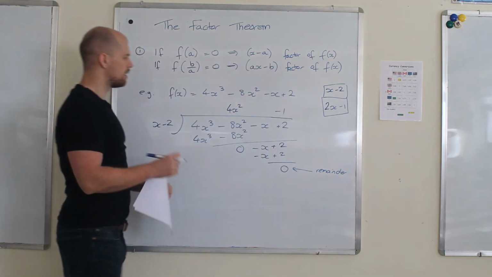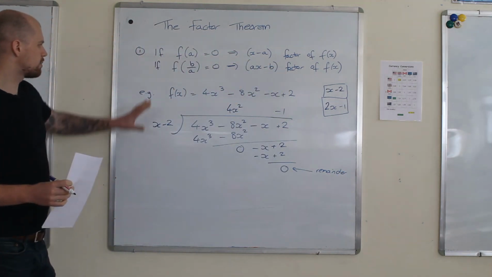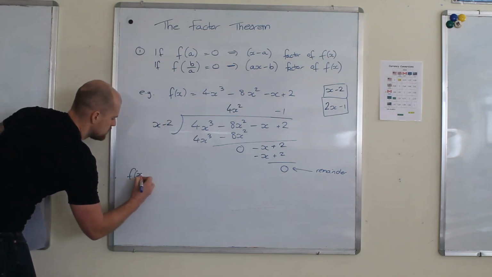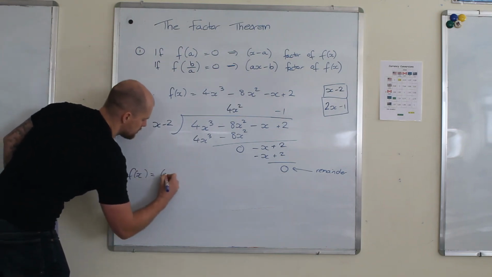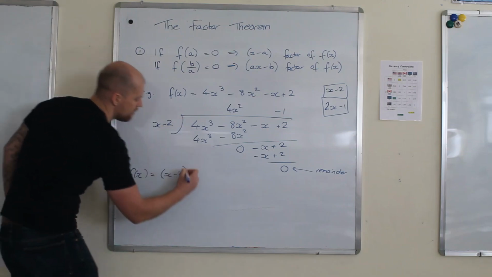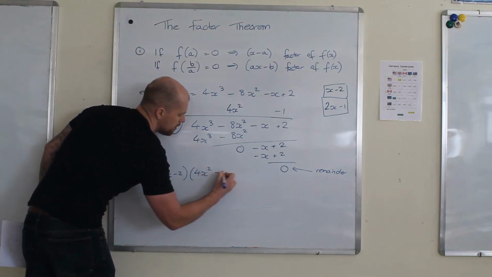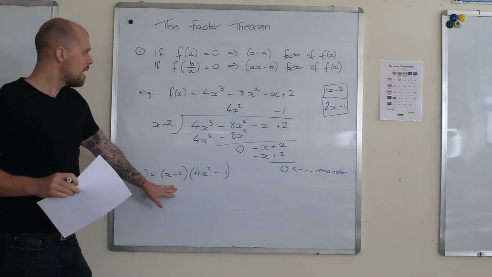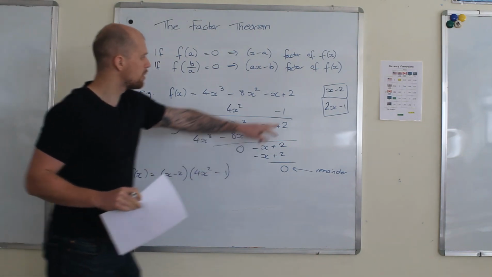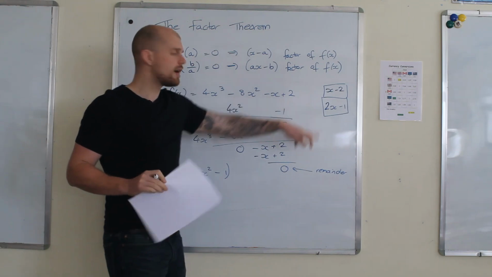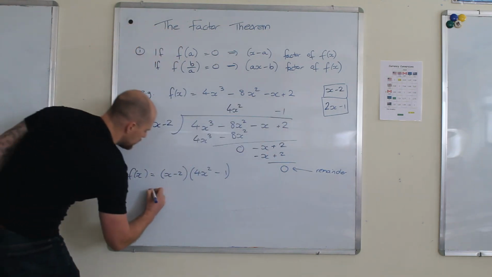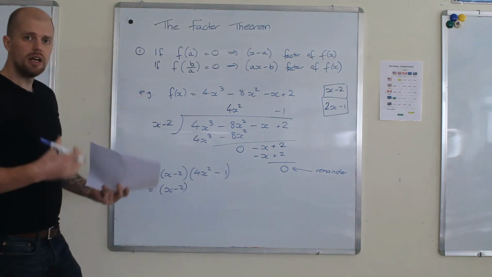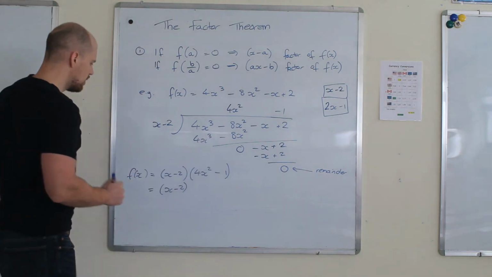That gives me 0. Okay, so what I can say is that this function, f of x, equals x minus 2 times 4x squared minus 1. So this is definitely a factor. But actually, from this, I could probably find the second factor as well. We expect there to be either 2 or 3 factors, just because it's a cubic. It's very unlikely to have one factor.